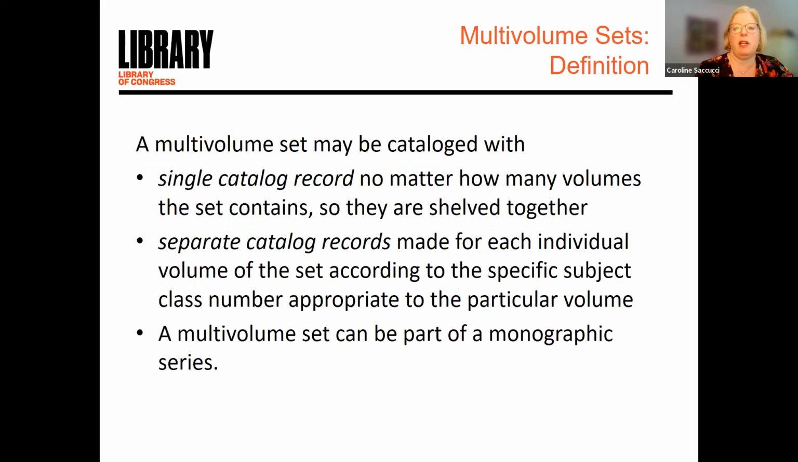In contrast, multi-volume sets could be cataloged either with a single catalog record, no matter how many volumes a set contains, so that they can be shelved together, or with separate catalog records made for each individual volume of the set, according to the specific subject or classification number appropriate to the particular volume. So you can think about the examples that Graham gave where something is distinct. Therefore, the title is distinct, it stands alone, therefore we can catalog it individually as well. And to make it more complicated, a multi-volume set can also be part of a monographic series.